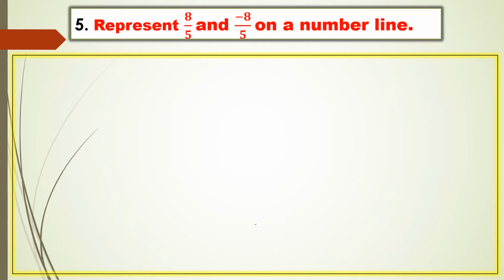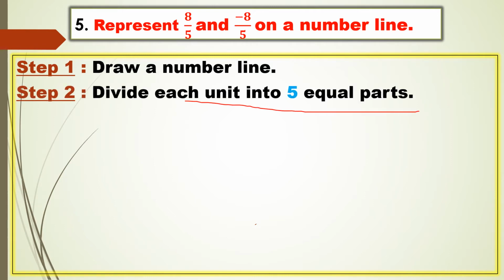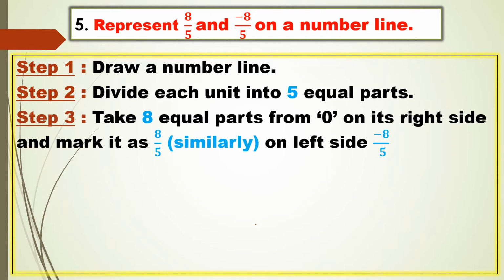Here I gave a step by step procedure. Follow this method. Draw a number line. Next, divide each unit into 5 parts. Why I mentioned 5 parts: here the denominator is 5, so you should make 5 parts. The parts are divided according to the denominator. The next step: from 0 you should take 8 equal parts on the right side and mark 8 by 5. On the left side also you should take minus 8 by 5.